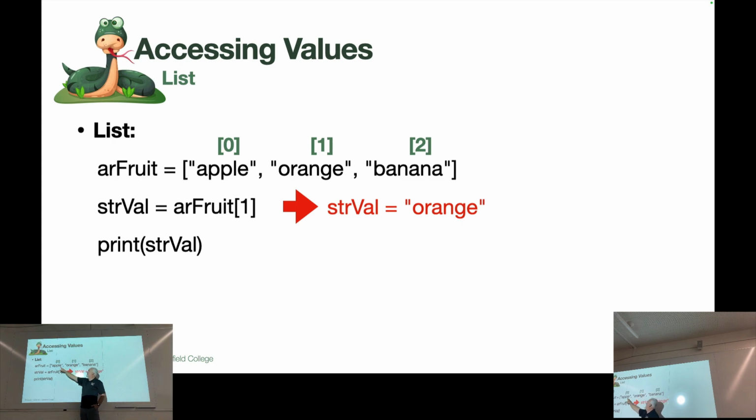So if I want the first item in a list, it's always 0. The second item is always 1. Now, once I do that, strval is now equal to the value orange.